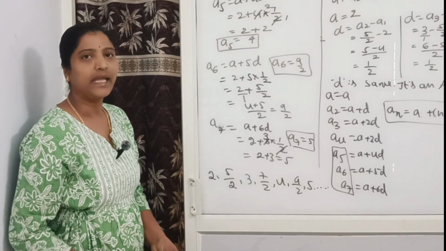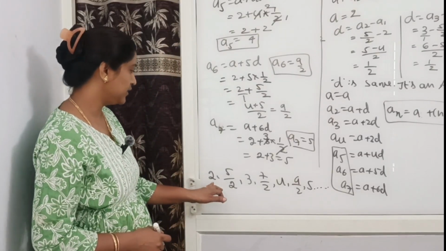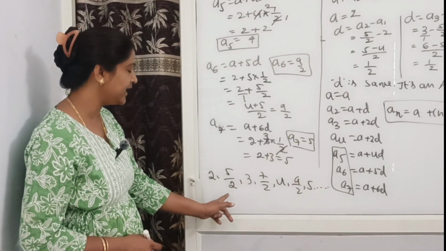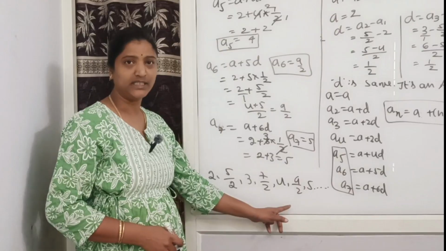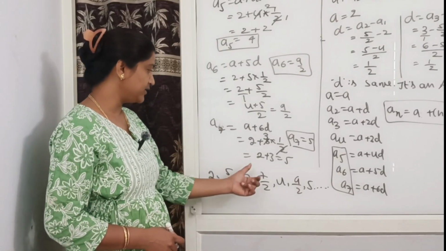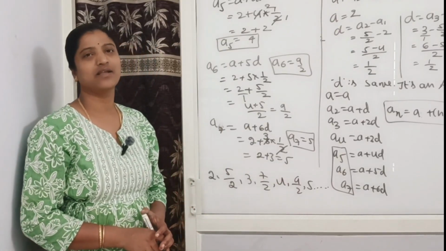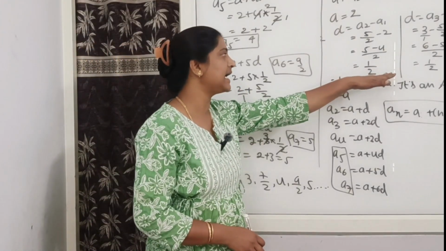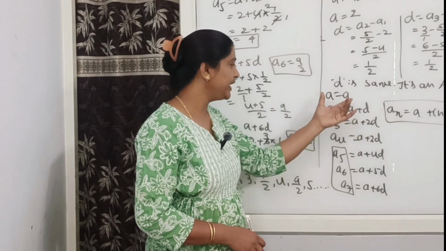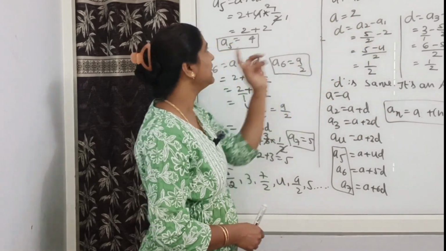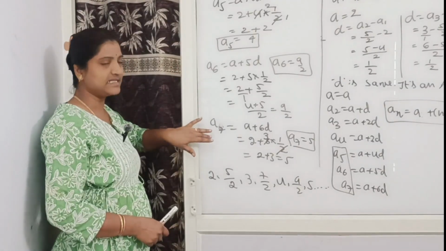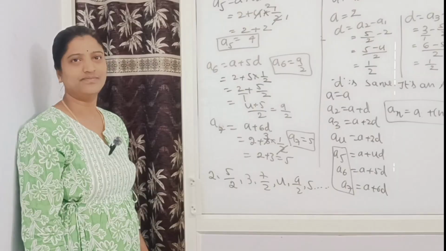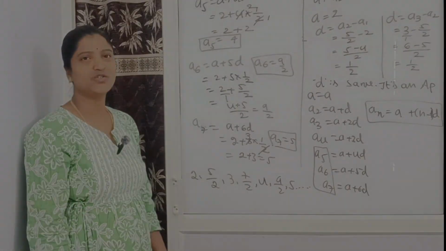This is the AP. Look here: 2, 3, 4, 5, this number is also increasing. This is 5 by 2, 7 by 2, 9 by 2, half numbers, isn't it? Like that it goes on. Clear? If D is common, it is an AP. We need to find the next 3 terms, that is A5, A6, A7, and write its final AP form. Okay? Let us move to the third question.